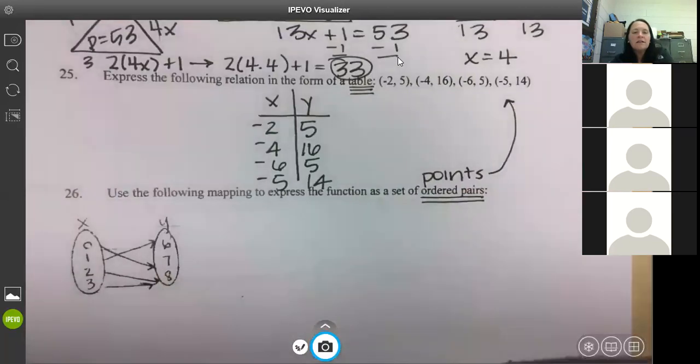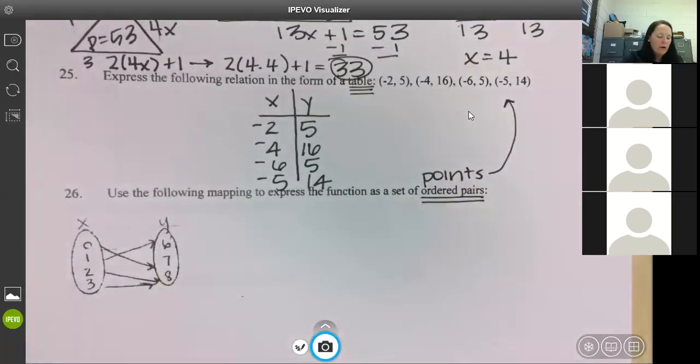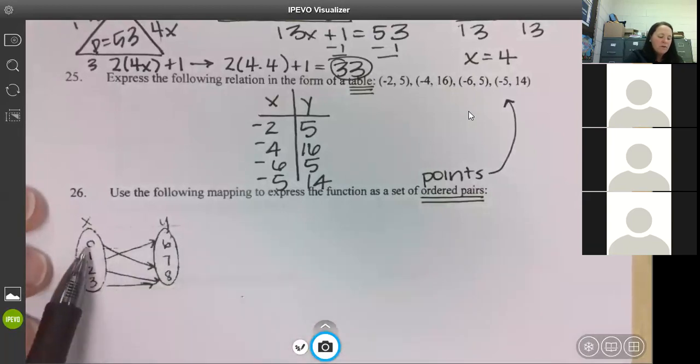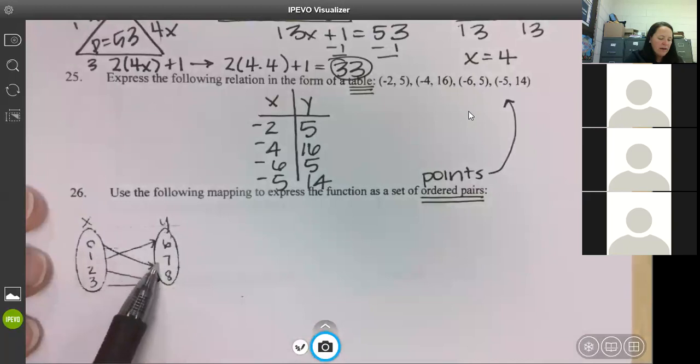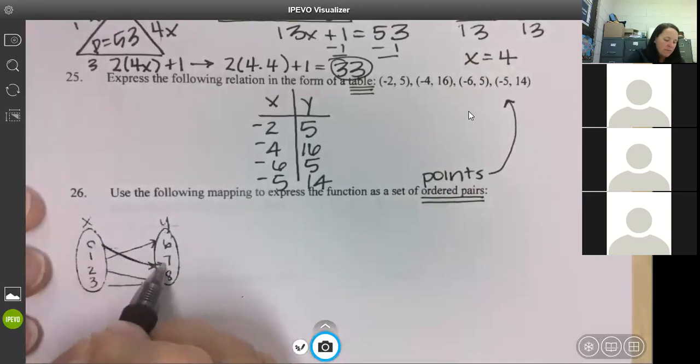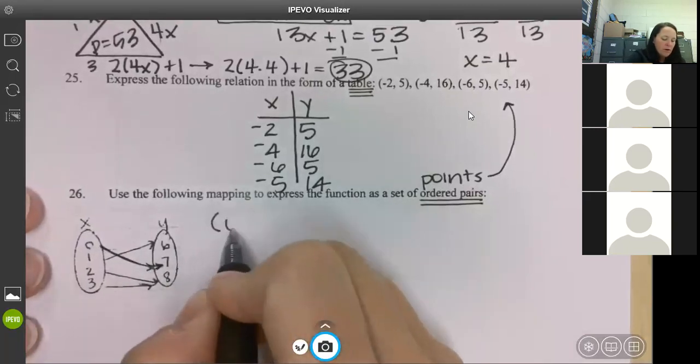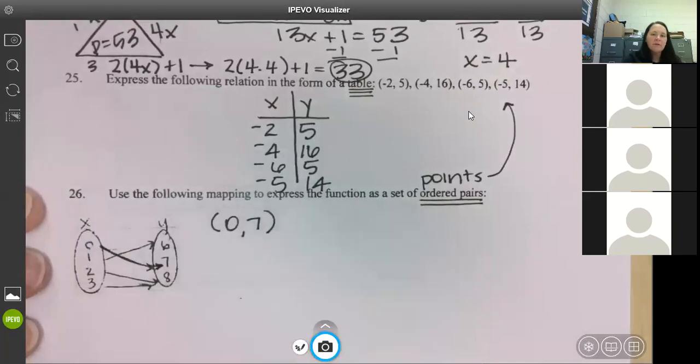Okay, I got about 10 minutes on this one. Again, don't worry if we go out, we can come back in. It's not hard. So we look at our x. Our x is 0. And what is it pointing at? And it really should be pointing at like this 7. So we write it like this, 0, 7. That's it. What is the 1 pointing to?